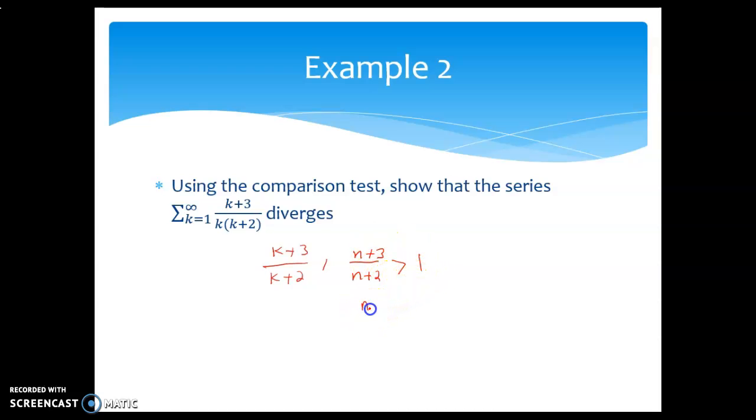So that means (n plus 3) over (n plus 2) times 1 over n would be greater than 1 over n. What I did is I multiplied both sides by 1 over n. This is known as the harmonic series, which is divergent. That means this series here will diverge.